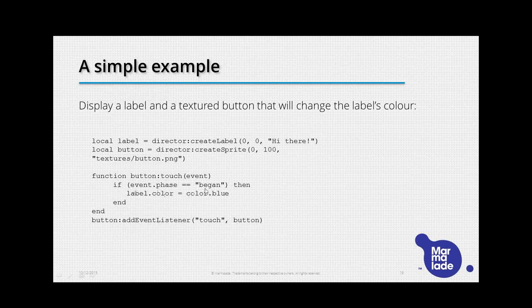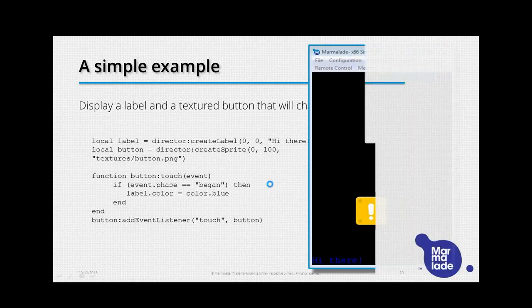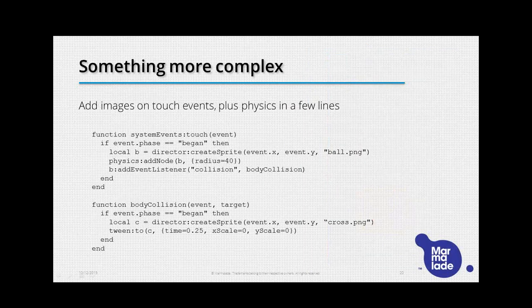And during the began phase, so that's the point where you first touch the screen, it changes the color of the text to blue. So there's simple things you can do for changing events, and then also you can do animations about the same, so that's what that would look like in the Marmalade simulator. Something a bit more complex to add a bit of physics in. I've got a system event called touch, so this is when a touch happens anywhere, not connected to an object, and when this touch event begins, I'm creating a sprite at some coordinates using this image. So event x and y here are the positions of the touch event.